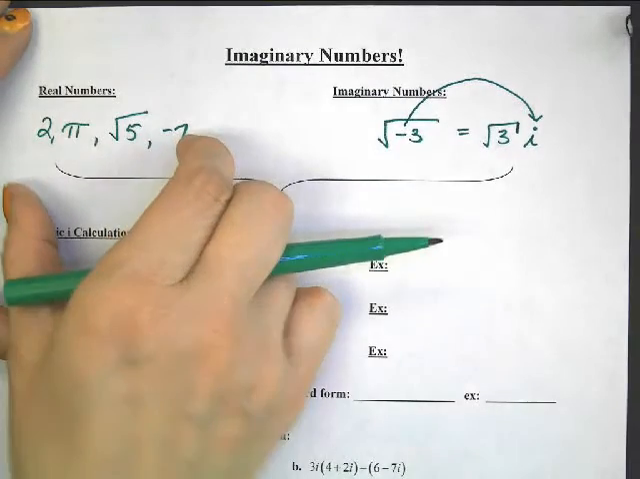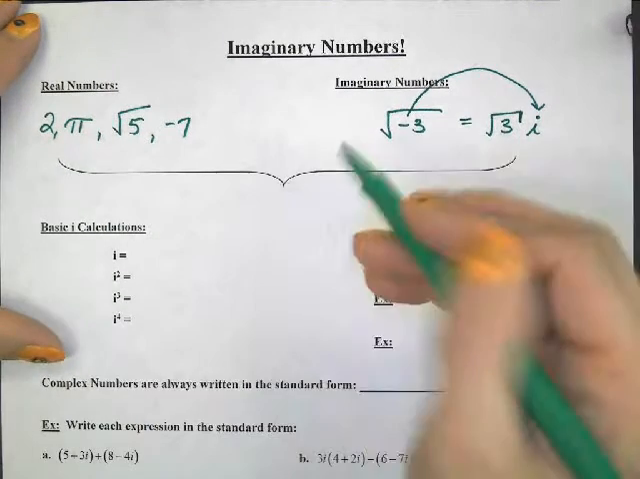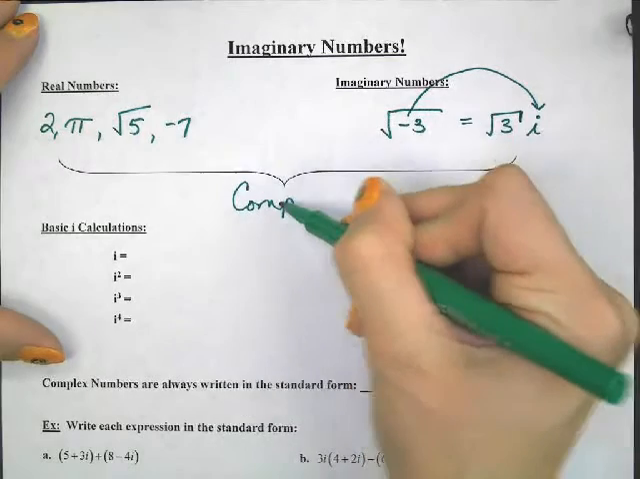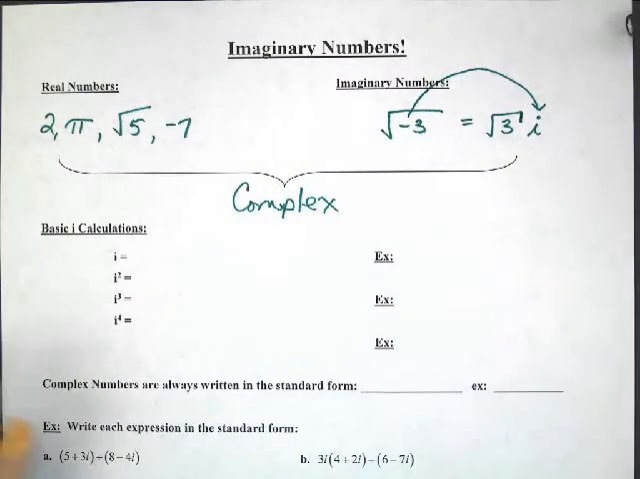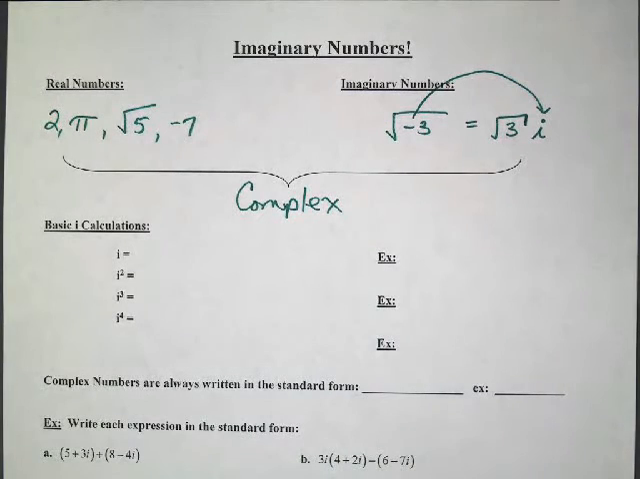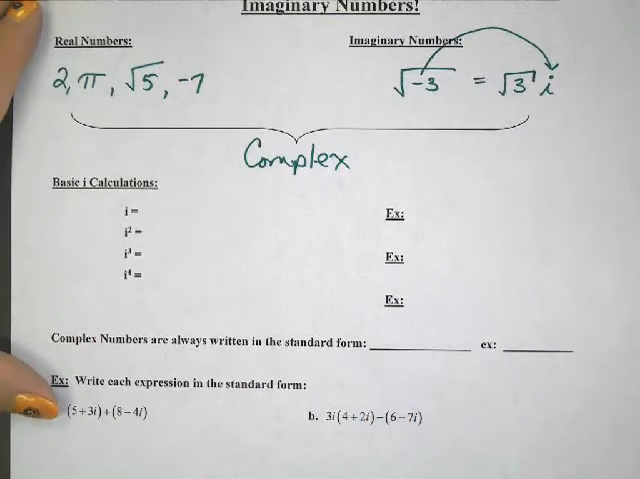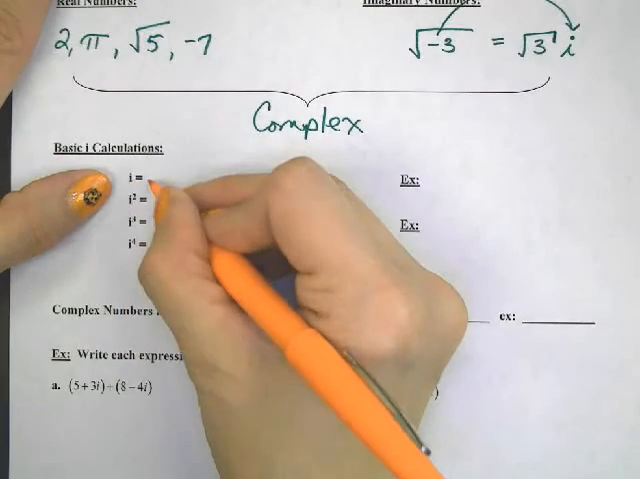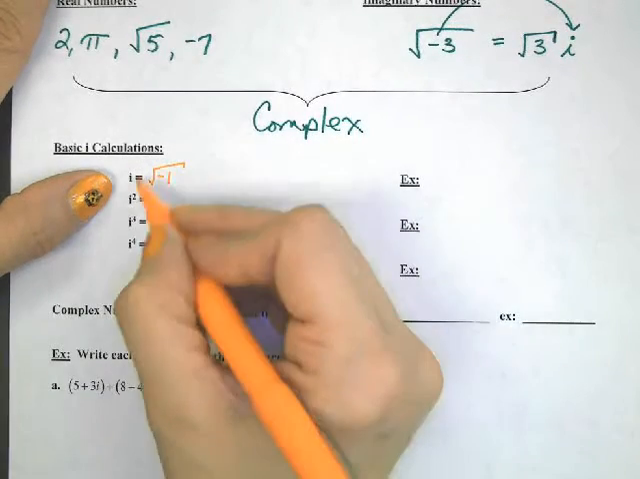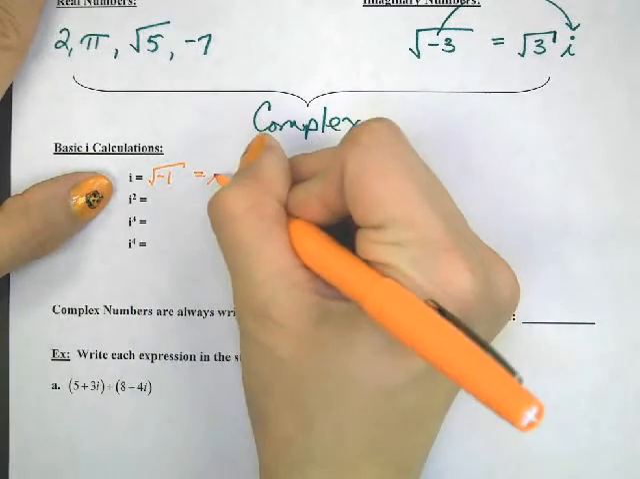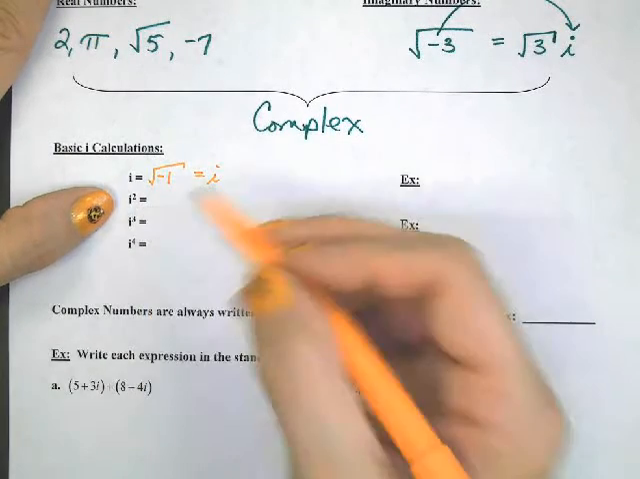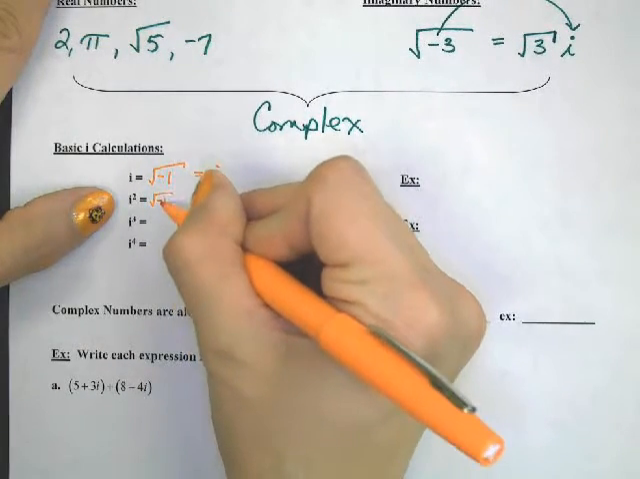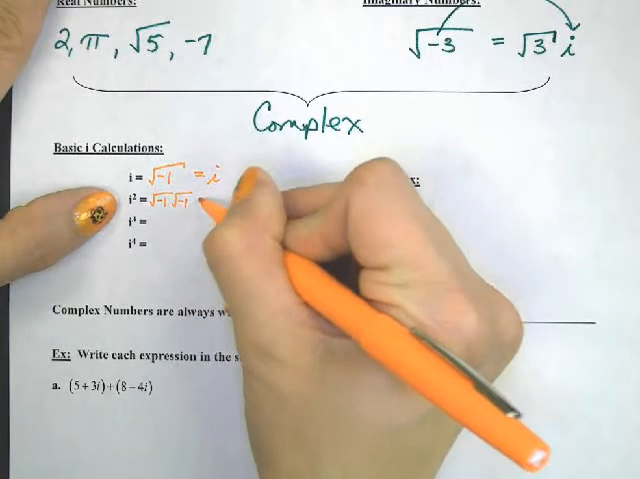So if you take the reals plus all these imaginaries, what are they called? They're called the complex numbers. So starting now, we might be doing some complex work. If you can't get it factored with reals, then let's try using some imaginaries. Some basic i calculations. You really need to memorize this. Okay, we need to make sure we know this. So i is the square root of negative 1. And whenever you have a negative on a radical, you write i. Now, what's i squared? Well, it's the square root of negative 1 times another square root of negative 1.